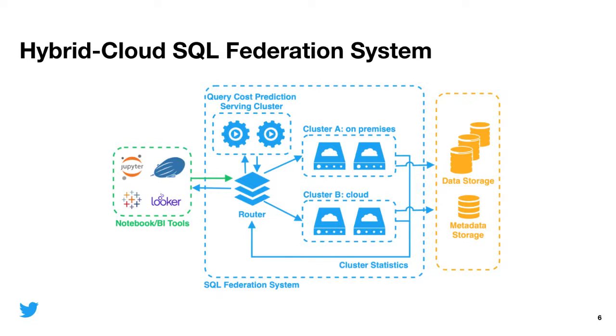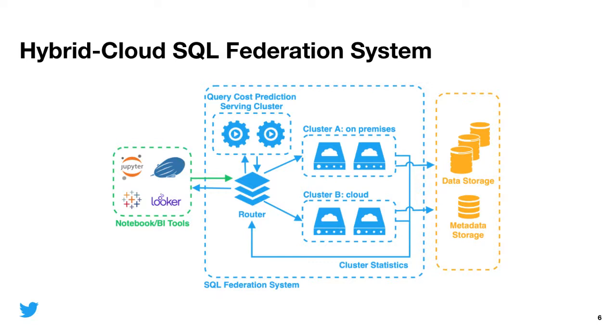And here is the architectural design of the hybrid cloud SQL Federation system. On the left side, there are notebook or BI tools. Those tools can send some queries to the SQL Federation system, first to the router. And the router will forward those queries to different SQL engine clusters on premises or in the cloud. At the same time, the router will talk with a query cost prediction system, which is our concentration in this presentation today, where we have used the machine learning techniques to help us to solve the problem.